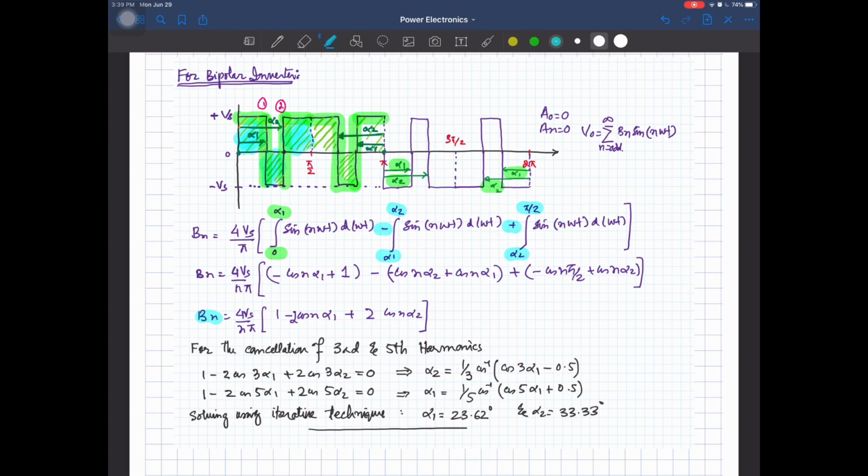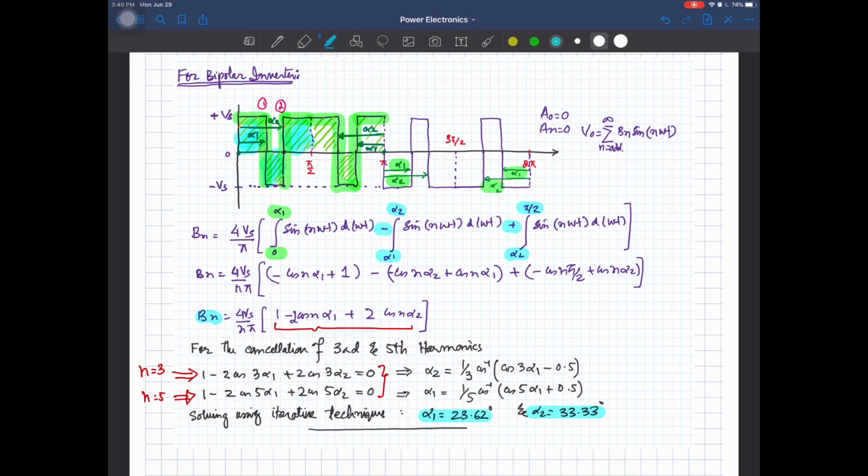And now for the cancellation of the third and fifth harmonic, I can set up two equations, looking at this one, that this should be equal to 0. So from here you can see, if n is equal to 3 and that is set to 0, meaning you want to cancel out the third harmonic, you have this equation, and for n equal to 5 you will have this equation. Solving these two equations, you will get alpha 1 equal to 23.62 and alpha 2 equal to 33.33. So with these angles, your spectrum will not have any third harmonic and its multiples or fifth harmonic and its multiples.